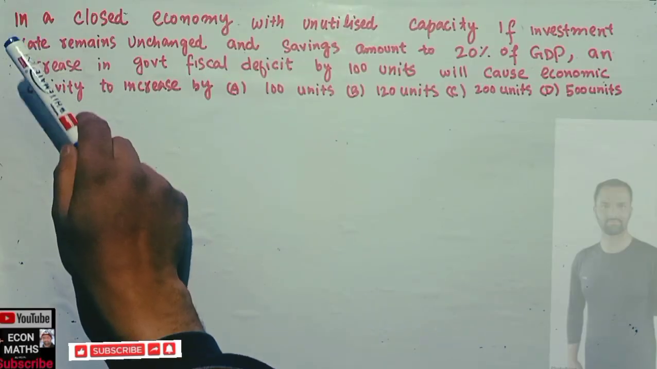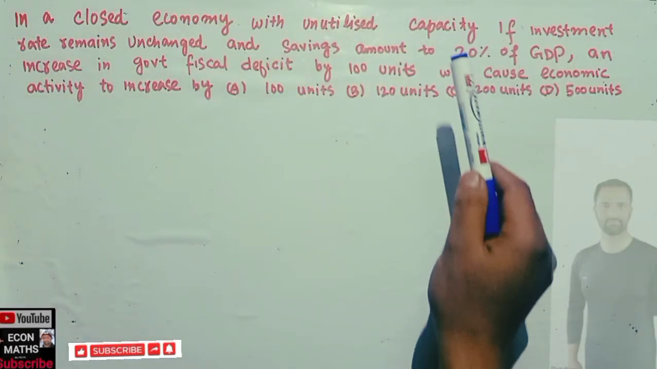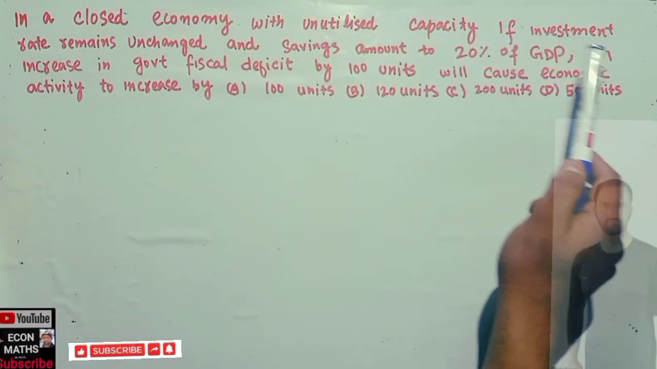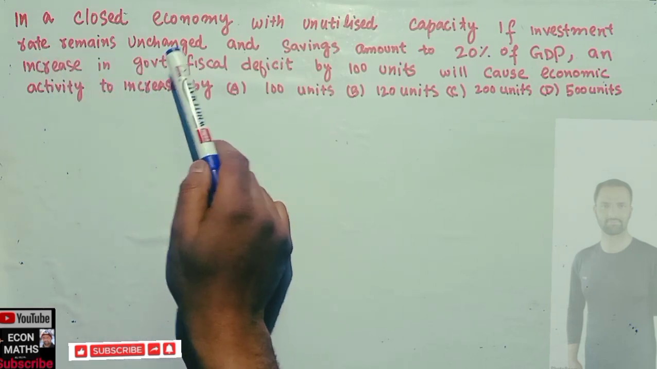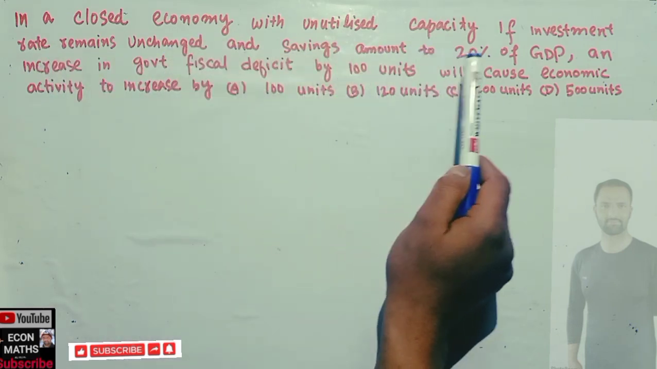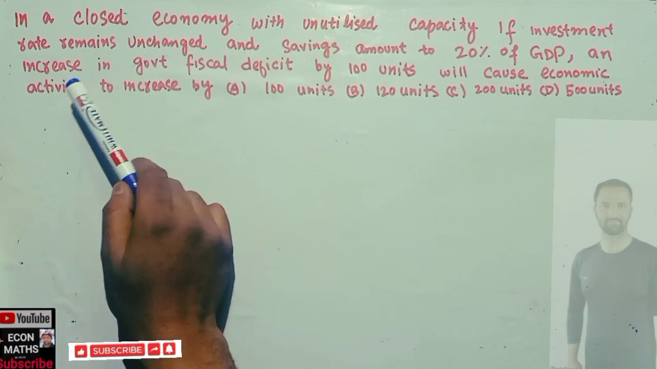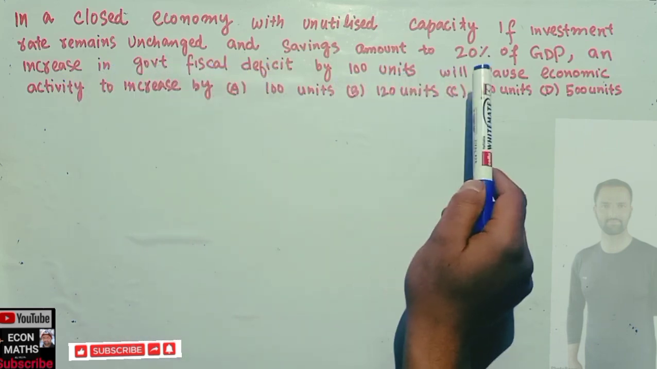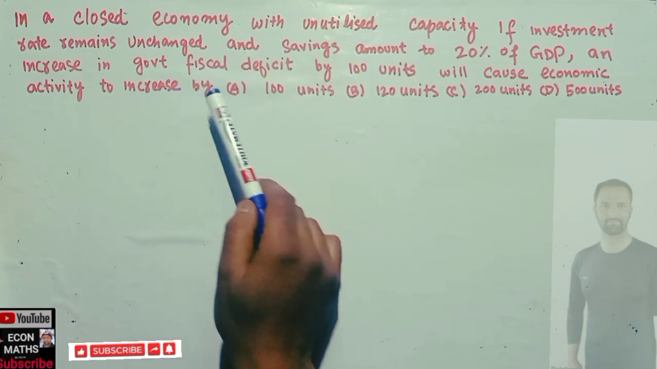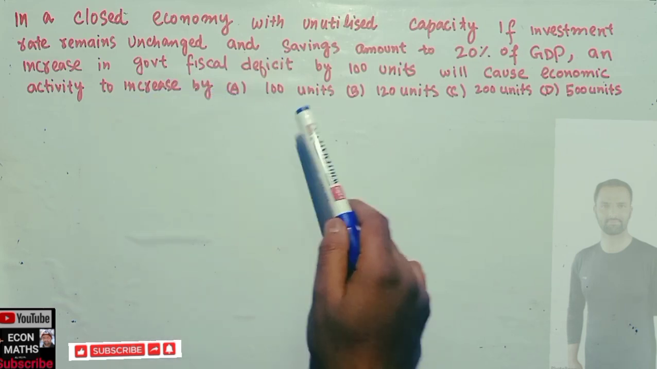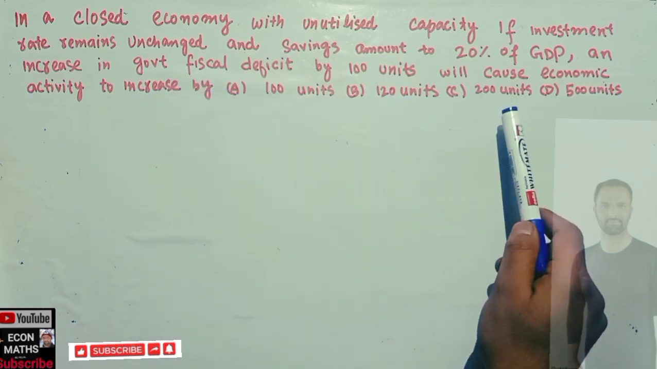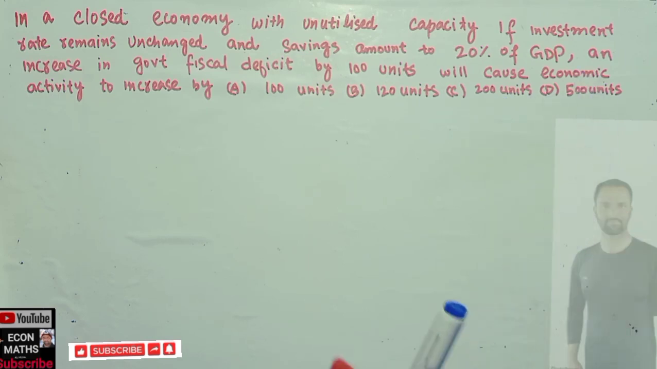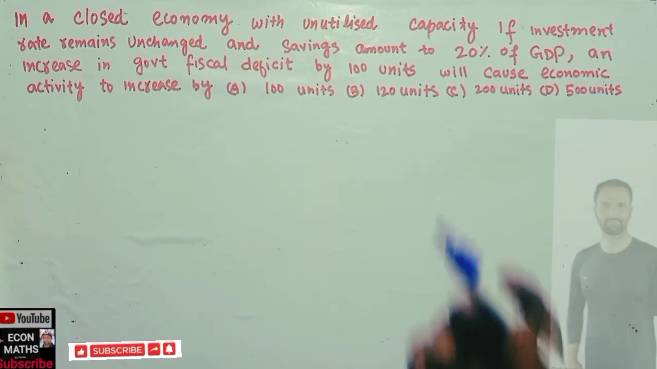Question is like this: in a closed economy with unutilized capacity, if investment rate remains unchanged and savings amount to 20% of GDP, an increase in government fiscal deficit by 100 units will cause economic activity to increase by, the options are 100 units, 120 units, 200 units, or 500 units. Okay, so we have a closed economy.